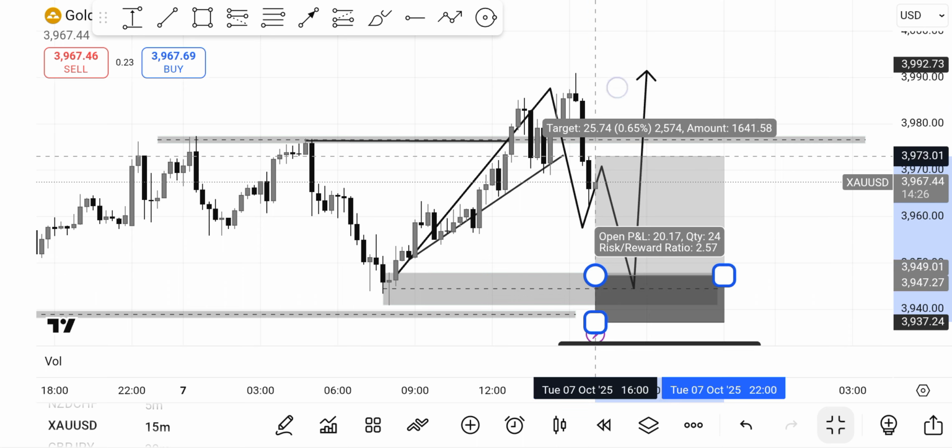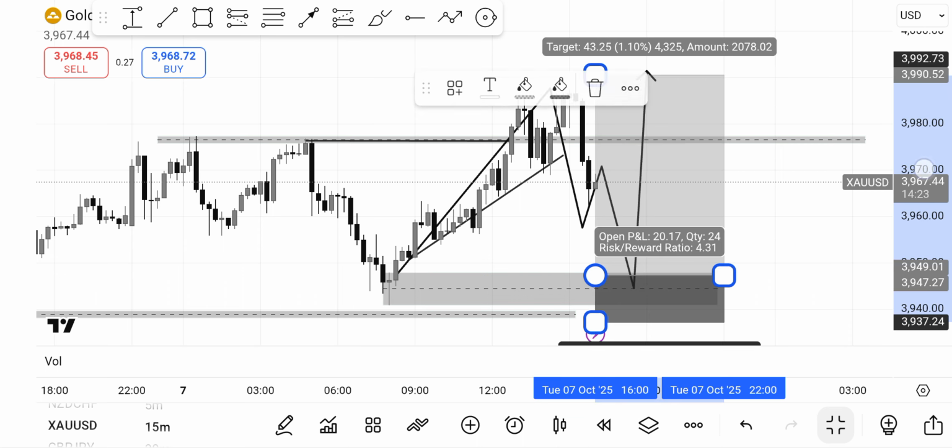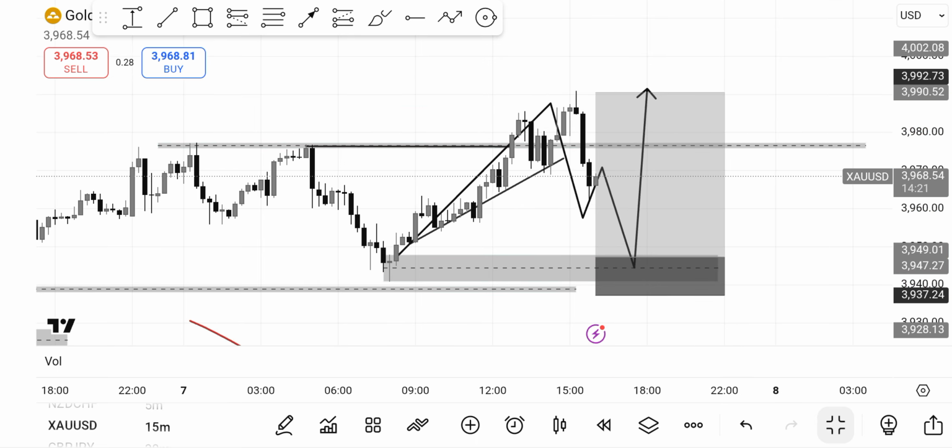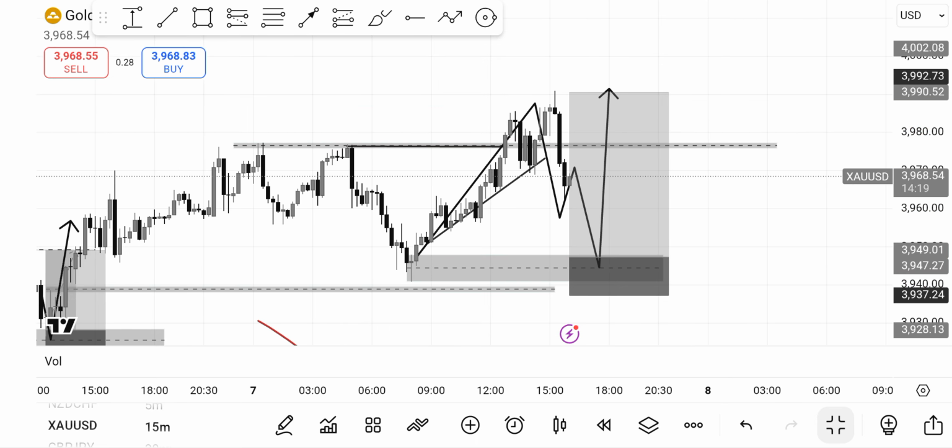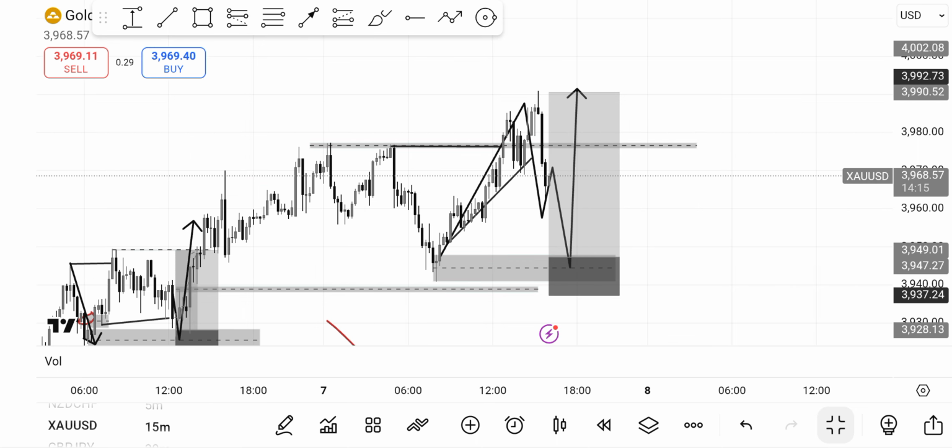This is a very good trade. I think it is a 1 to 4 risk to reward trade. This is the same strategy I use, and it is paying, guys. So you can also consider using it.